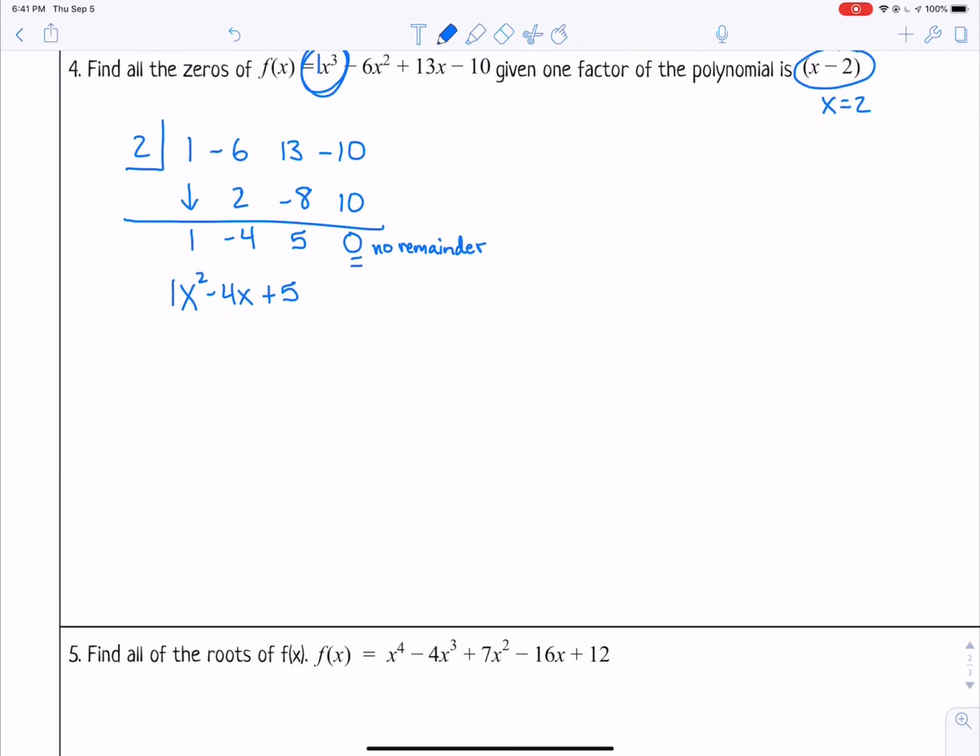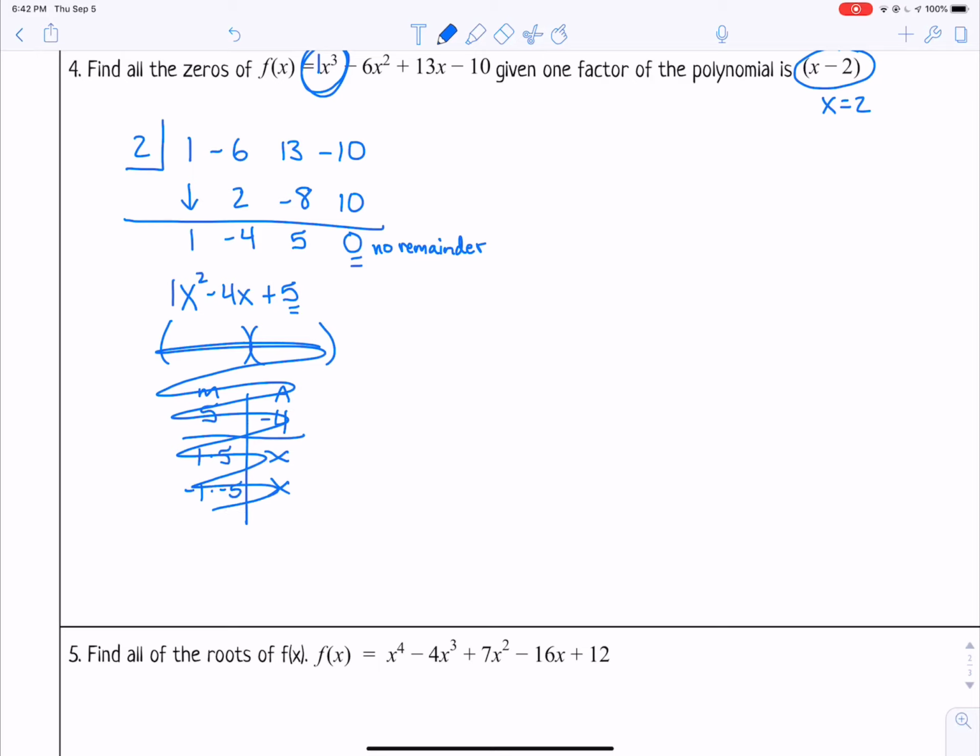Now, what is left over? We could try to factor, but there are not numbers that will multiply to give us positive 5 and add up to give us negative 4. It looks good, but it just doesn't work. We've got 1 times 5 as an option, and negative 1 times negative 5 as our other option. Neither one will add up to give us negative 4. So factoring is out, and we have to use another method.